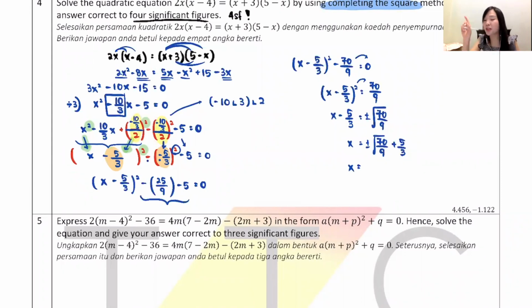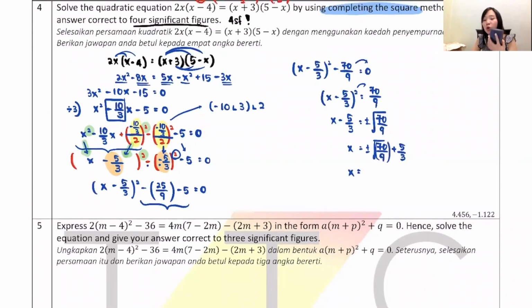How do you press? Press square root. You must put bracket, my dear. When you press the calculator, you must put bracket, okay? Square root bracket 70 over 9, close bracket, plus 5 over 3. The answer is ugly, quite obvious, because they already say 4 significant figures, right? So write 4 significant figures, isn't it?